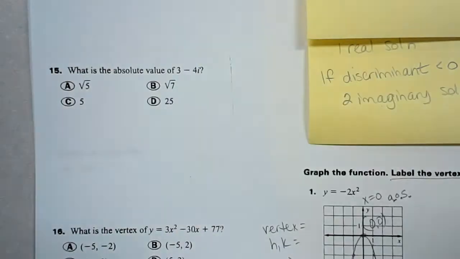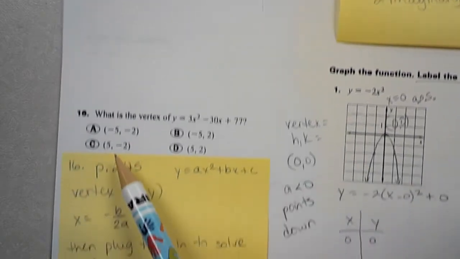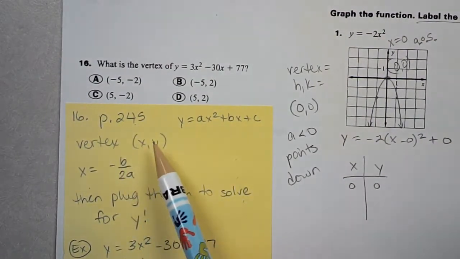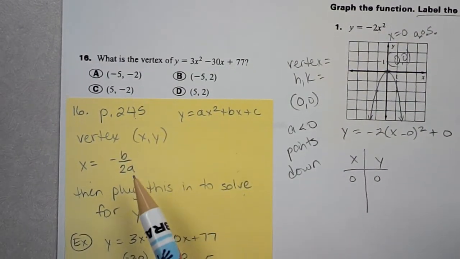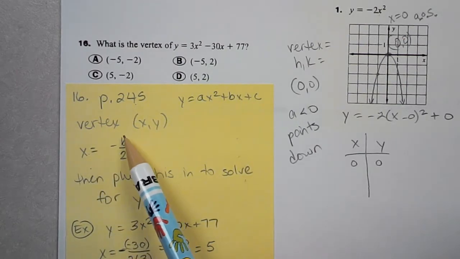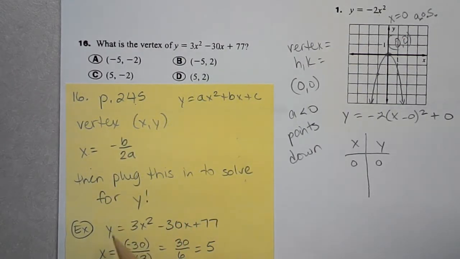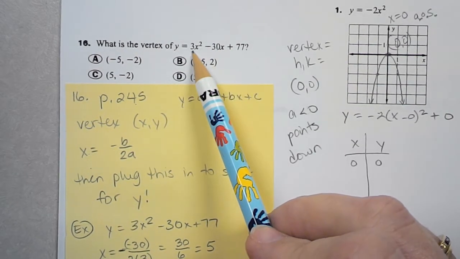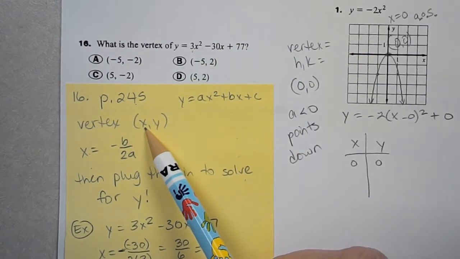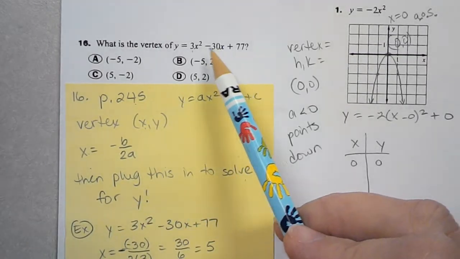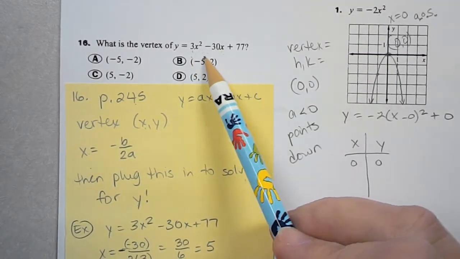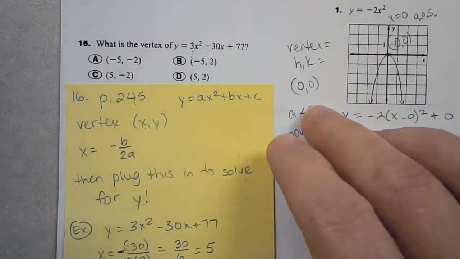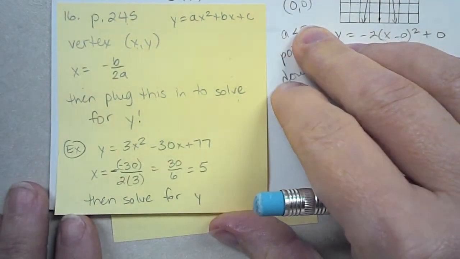Number 16, what is the vertex? You look at page 245, and it tells you that the vertex is x and y. So again, for x, you have that same formula that we did before. You just take your negative b and then divide it by 2 times a. That gives you your x value. And then y is simply whatever x is when you plug that value in for x, you just solve for y. And so I gave you an example here, but we've done that before.